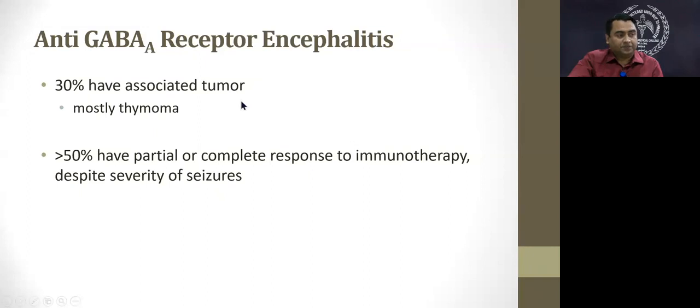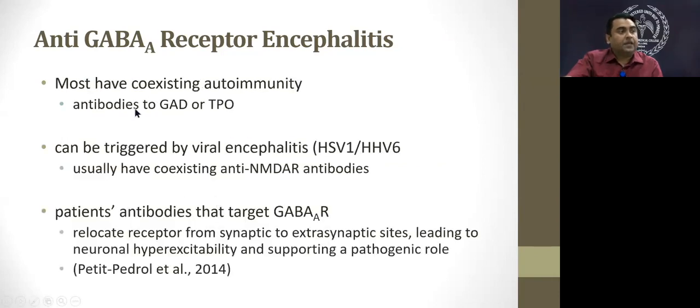30% of them have an associated tumor, mostly a thymoma, and more than 50% have a partial or complete response to immunotherapy, even despite the severity of the status epilepticus or the refractory seizures to start with. Now, most have coexisting autoimmunity also, with antibodies to GAD and thyroid peroxidase. It may be triggered by viral encephalitis to start with, either HSV1 or human herpesvirus 6, and may have coexisting anti-NMDA antibodies as well.